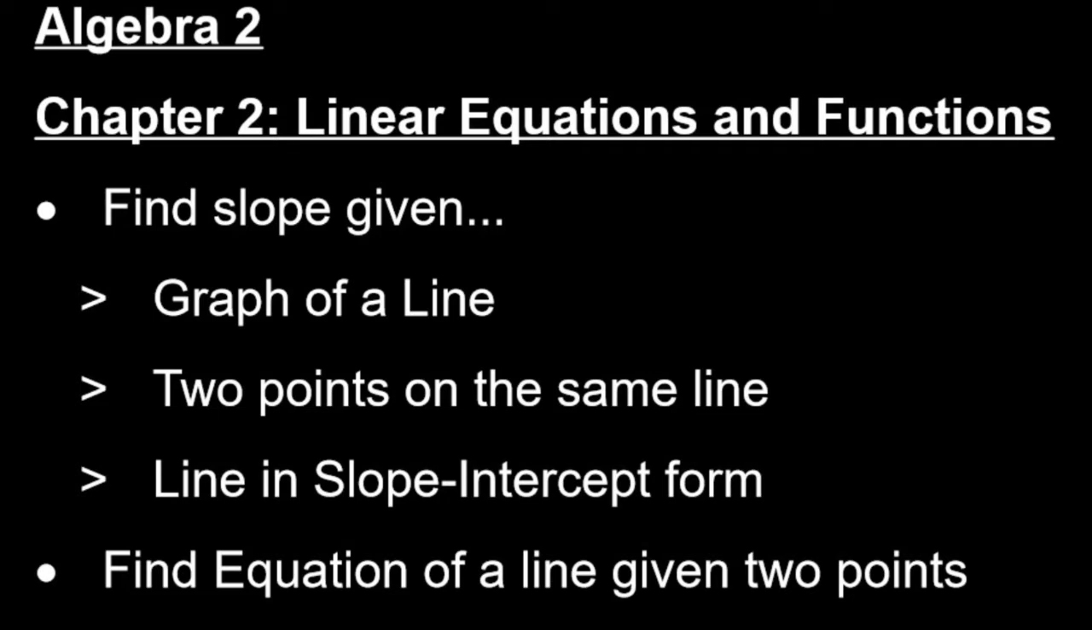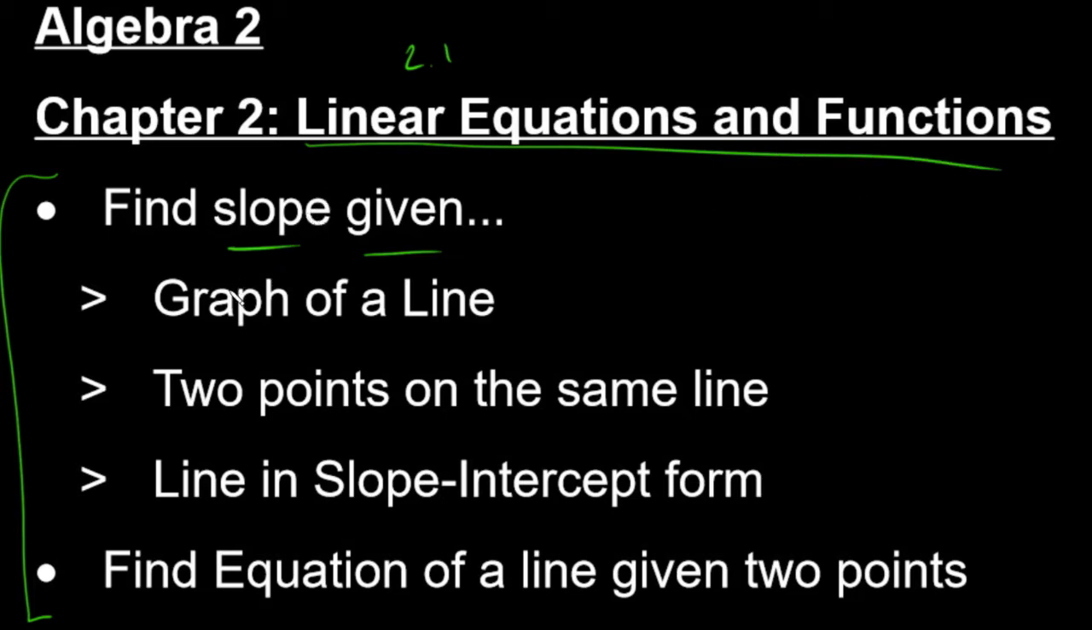Let's worry about today. So today we're going to be finding the slope. All right, remember you don't want to write this. You should write like 2.1 this. We're going to find some slopes given a graph, given 2 points, given a line and slope intercept form. That one's the easiest, by the way. And then we'll find an equation of the line given 2 points and different things. All right, so let's go ahead and get started.